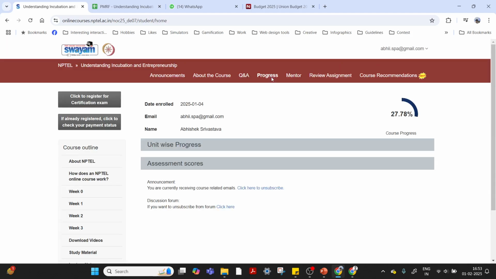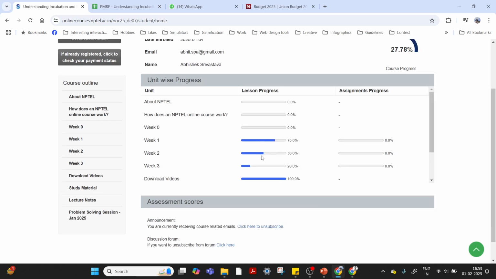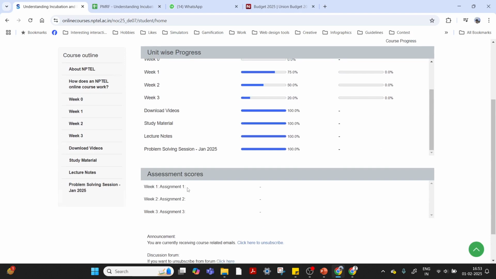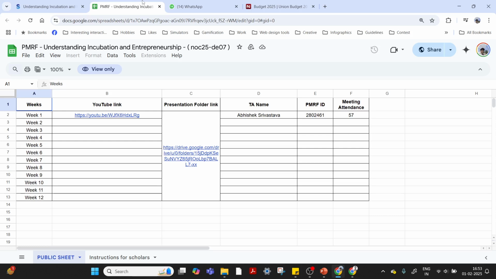As I told you, your progress tab has two parts: one is unit-wise progress and the other is assessment scores. Unit-wise progress shows the content you are viewing and generates results accordingly. Assessment scores will start appearing the moment the deadline is over, so you can see your content and marks in it. Okay? Those are the two aspects.